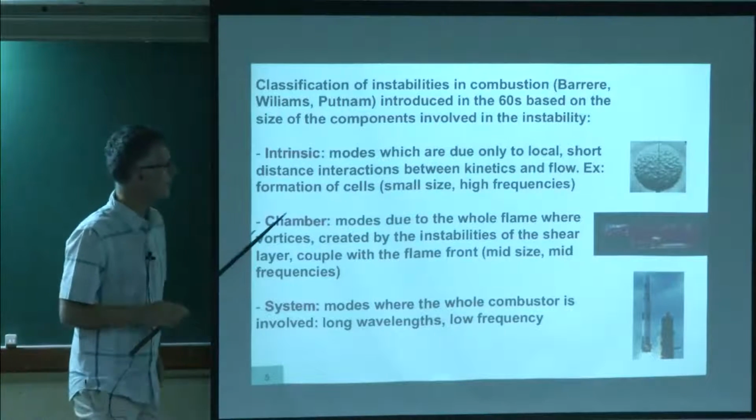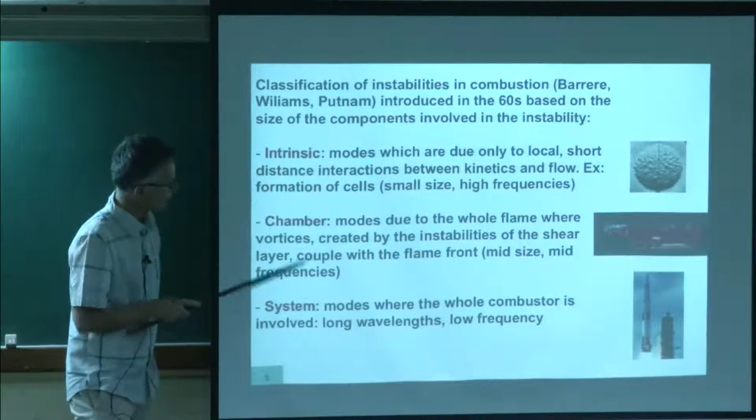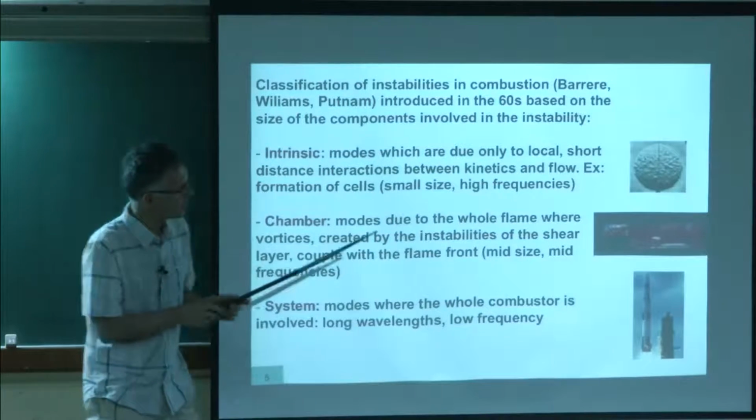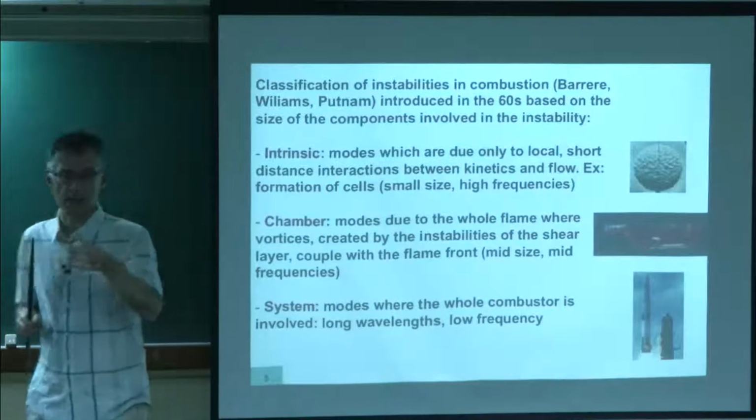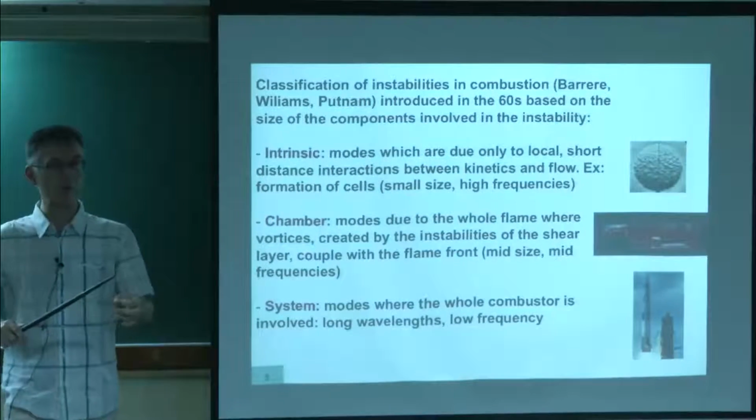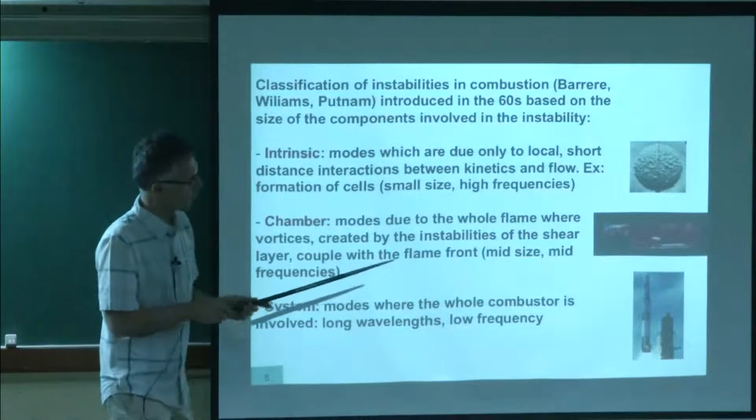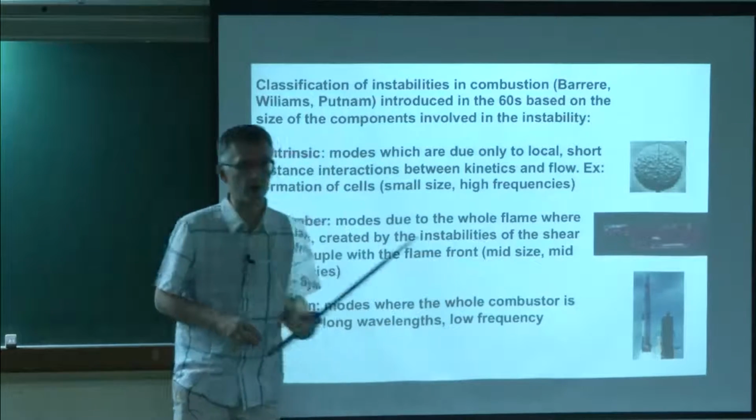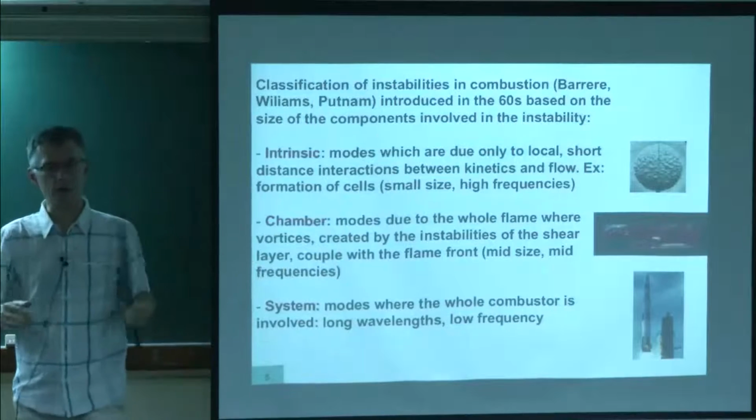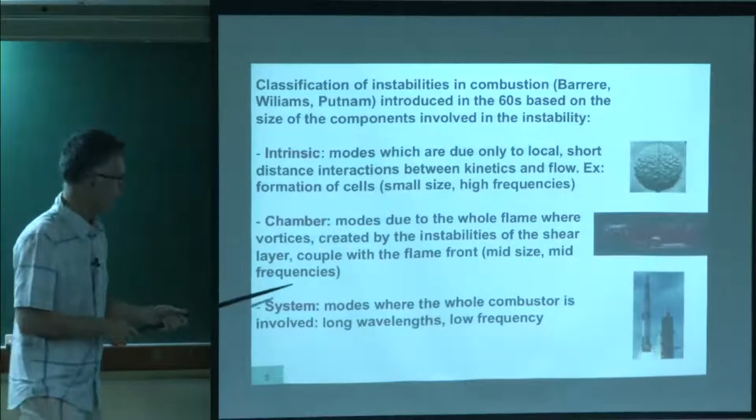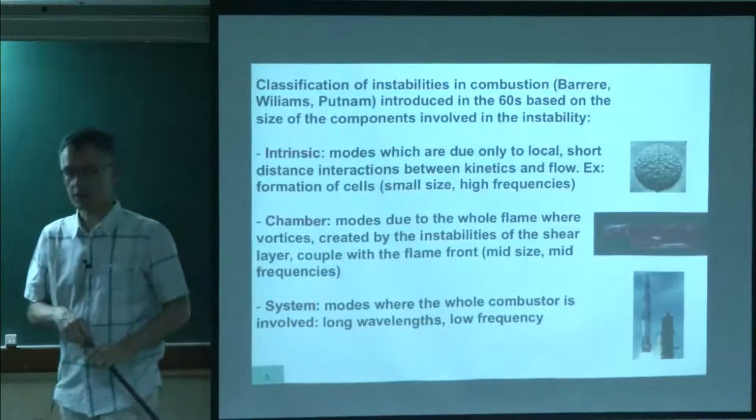They are usually classified according to the size of the system. So going from small to big, intrinsic instabilities are really instabilities which develop at a small level on the flame front itself. So they are of the order of a few millimeters. Chamber instability corresponds to things which happen in the combustion chamber itself, and system instabilities involve the whole engine. In a rocket, for example, this means something where the whole rocket is involved.